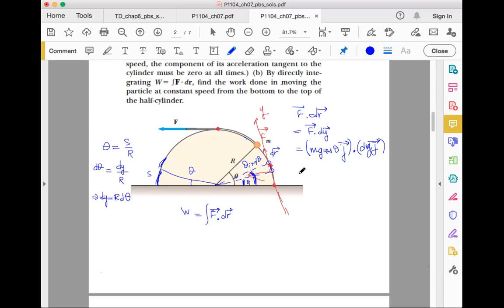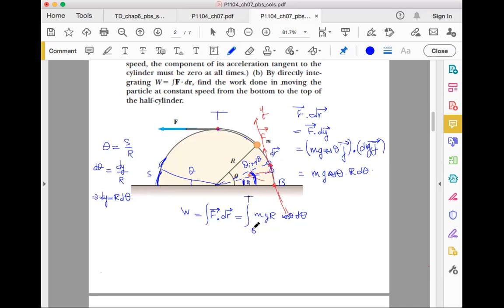If we replace this in the expression, we end up with m times g times cosine theta multiplied by R d theta. And the vector product between j and j is simply 1, because this is the unit vector. If we replace this into the expression of the work, we end up with m times g times R multiplied by cosine theta d theta. Here we should do the integration between the bottom point, called B, up to the point T, which is the top. So between points B and T.